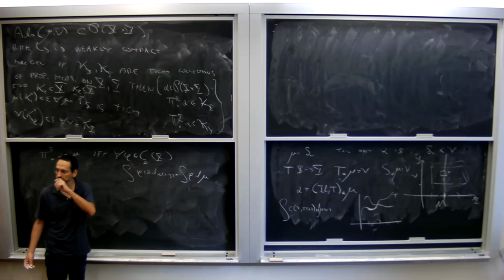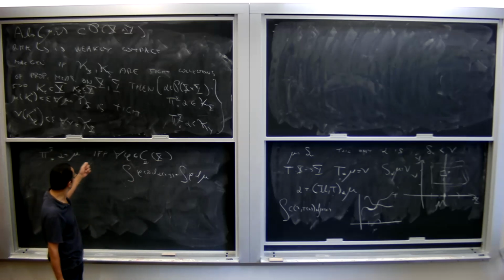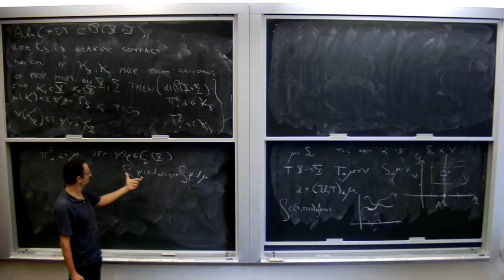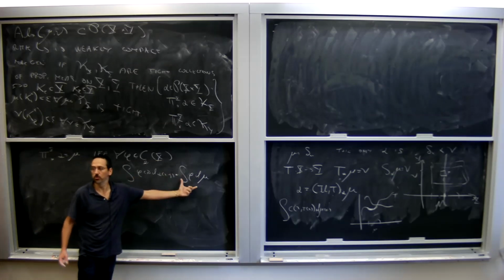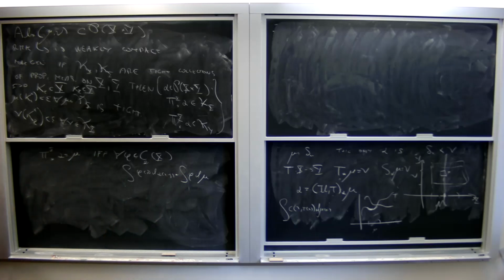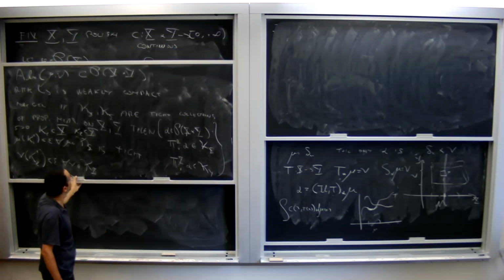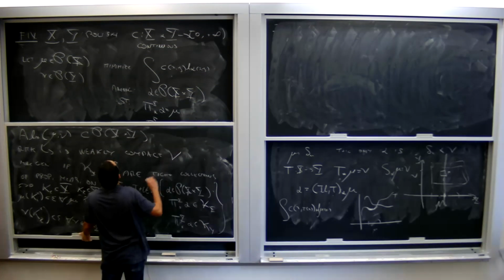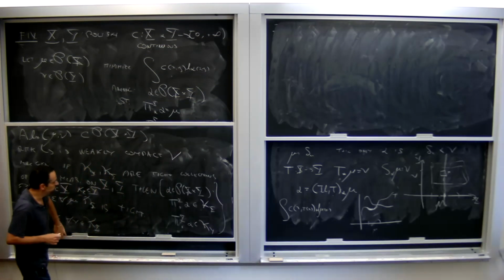Fix one function phi, and the collection of alphas such that this integral is equal to some given number is weakly closed, right? So I'm just taking the intersection over all the phi's. Okay, so this is the proof. So I have a weakly compact set, and very well.